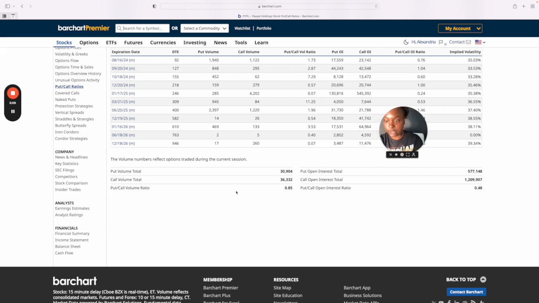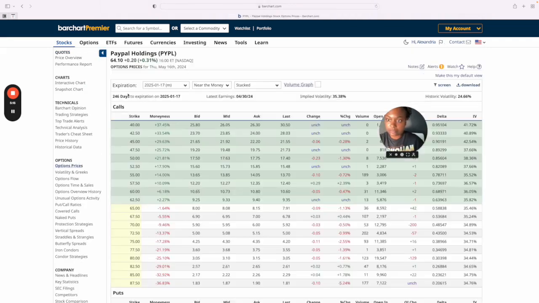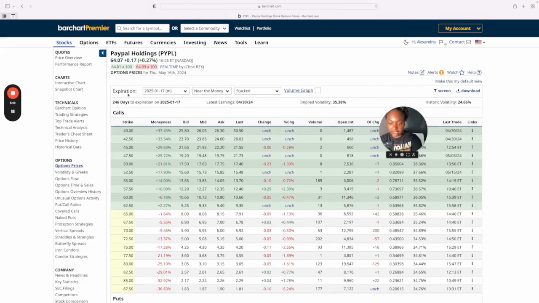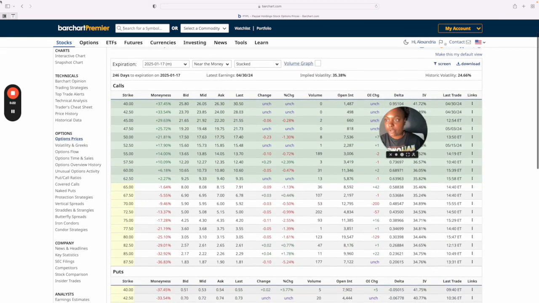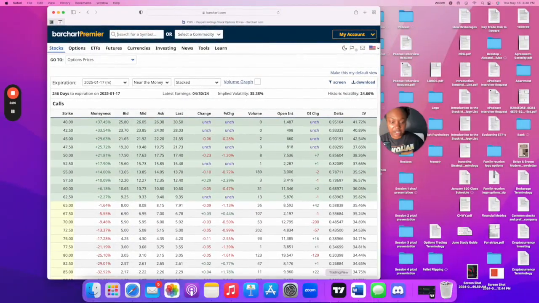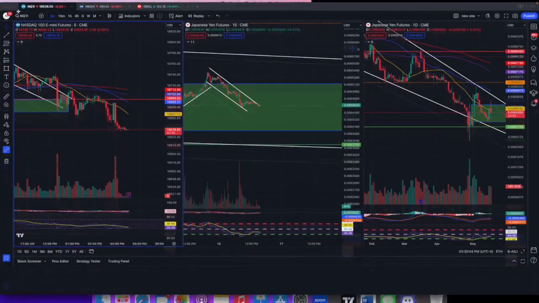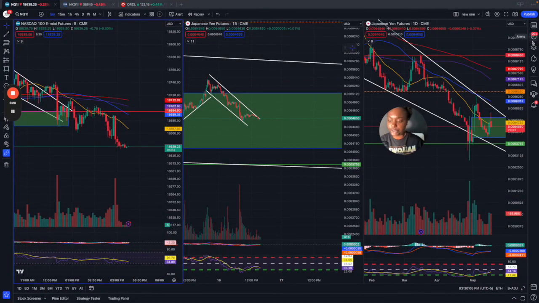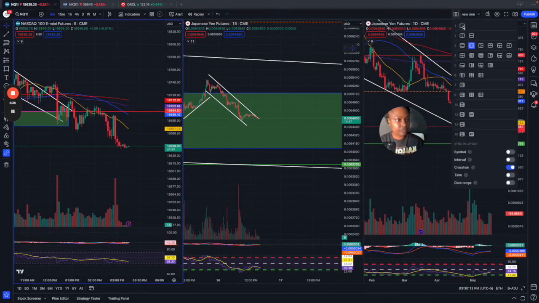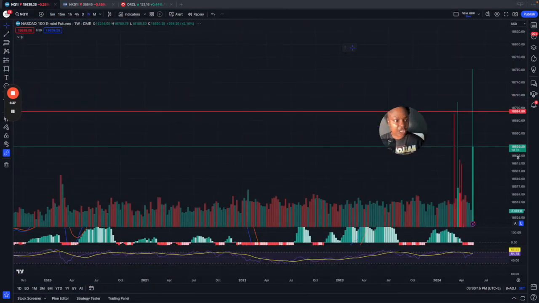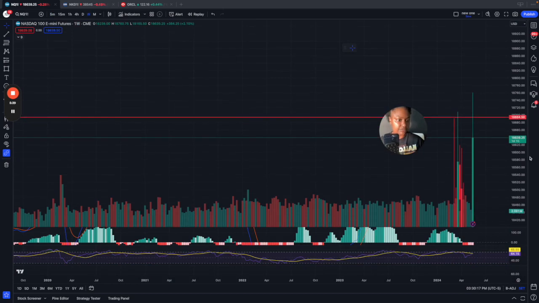All right, so we're going to go ahead and click on that, and then it will bring up the option chain for you. With PayPal, before we even go there, let's pull up the chart, because you want to know what you're looking at before you even hop into something. You've got to look at your chart first.